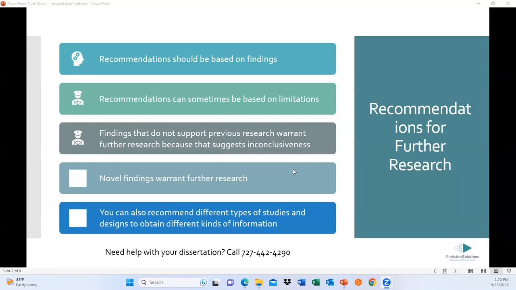So again, you could recommend different types of research to get different types of information. But if you do that, always say why you're recommending. Don't just say, hey, I recommend a case study, and then just leave it at that. Say why you're recommending a case study.